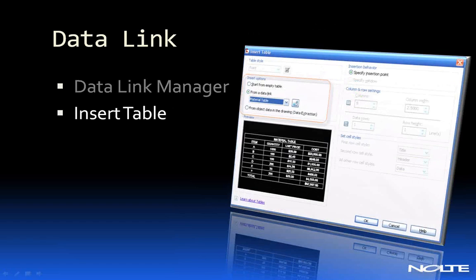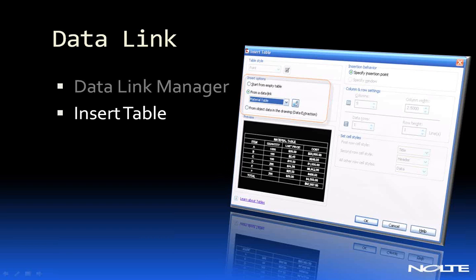Once I've developed my data link, I then use the table command to insert the table, and it's controlled by this second section here in this dialog, where instead of starting from a blank table like we're used to, we tell it to use a data link. We then select the data link that we want to use. You see most of the other options are grayed out because it's going to be sized based on the data in the table.